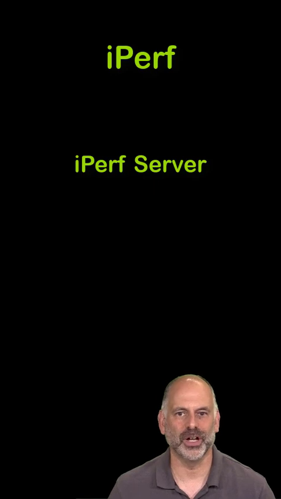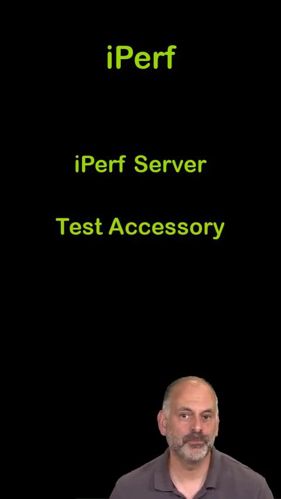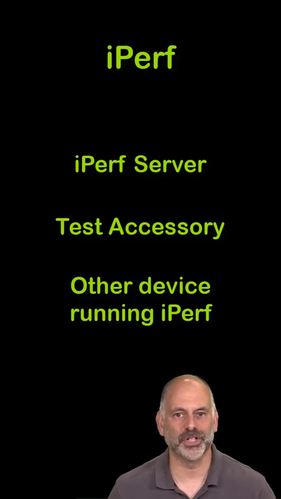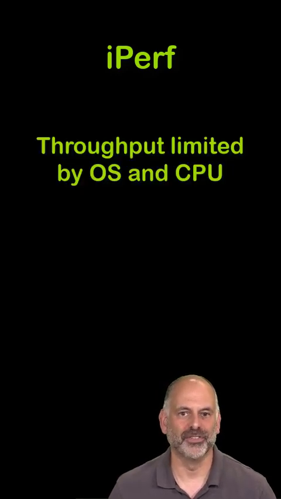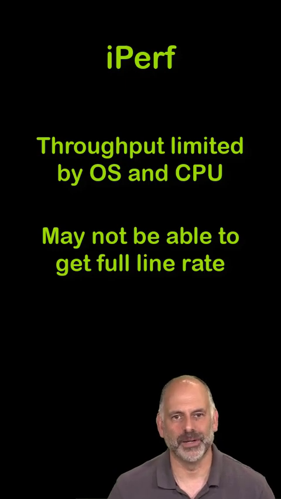The iPerf application on the EtherScope nXG communicates with an iPerf server on another device. That device may be a NetAlly test accessory or a device running iPerf in server mode. It is important to note that since iPerf is an application, the maximum throughput is limited by the device that's running the application. As such, you may not be able to get the full line rate utilization when running iPerf.